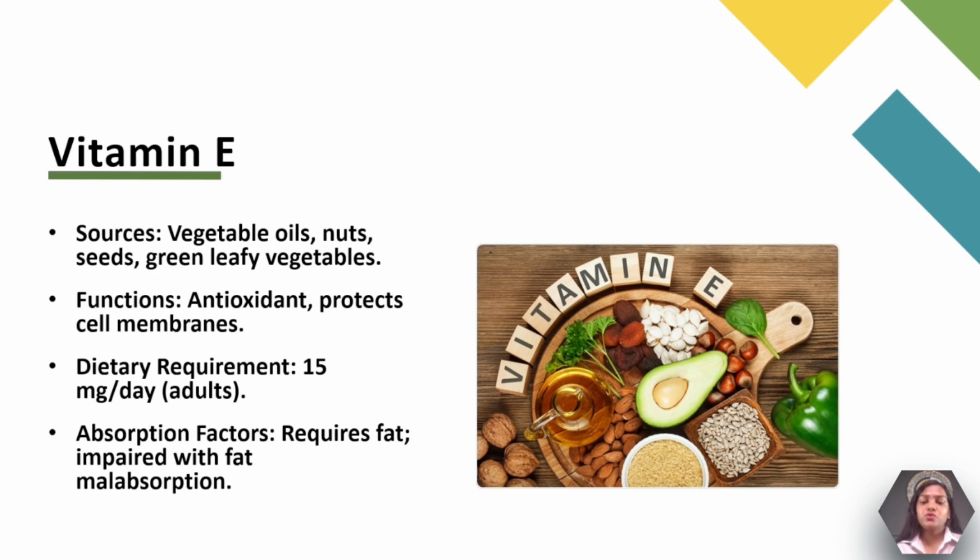Vitamin E. So for vitamin E, there are different sources from which we can get vitamin E in our body. So the vegetable oils, nuts, like you can see in this picture, avocado, different types of nuts, almond, walnut, even the spinach, and capsicum are the rich sources of vitamin E.